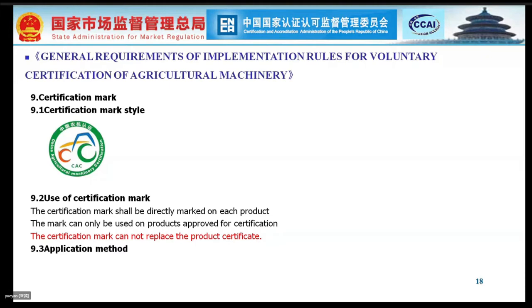The use of certification marks should be directly marked on each product. The mark can only be used on product approved for certification. The certification mark cannot replace the product certificate. And the certificate holder may adopt any of the four methods of unified printing of standard specification marker, model type, secure screen, printing or nameplate printing.